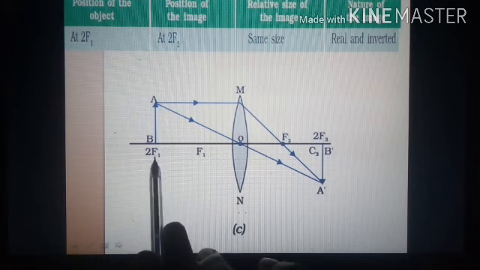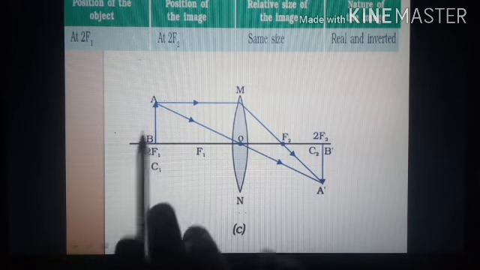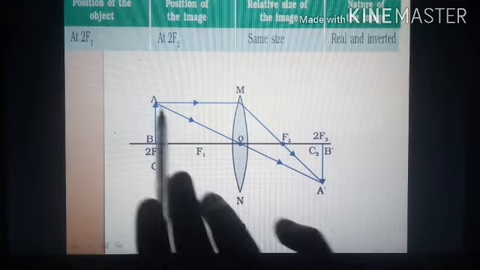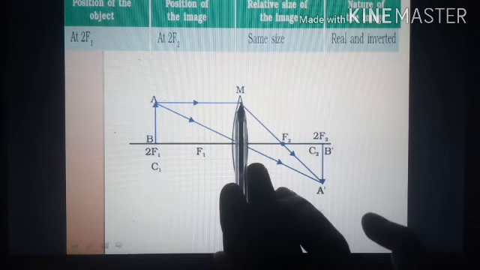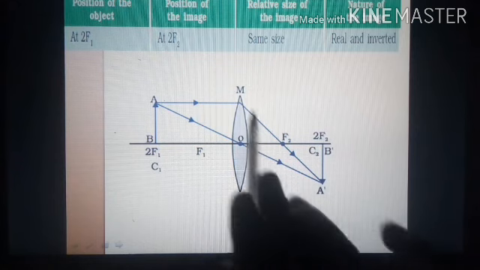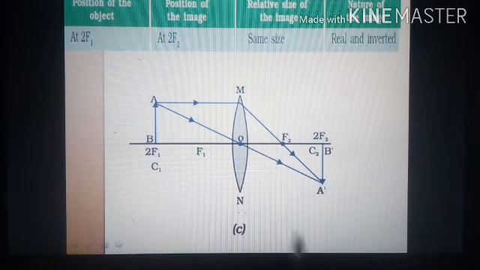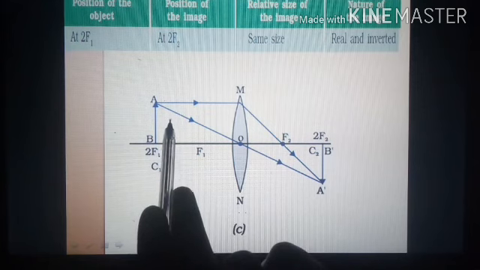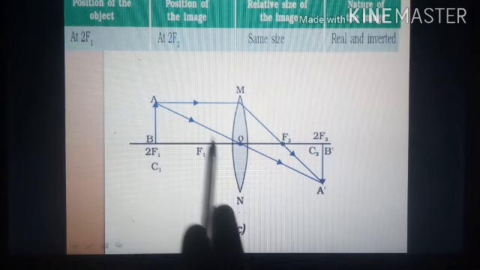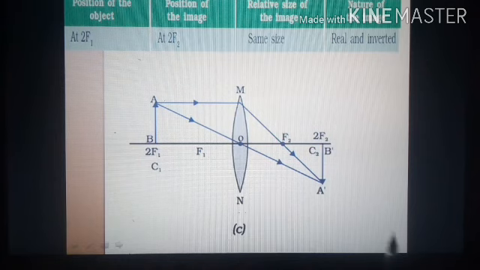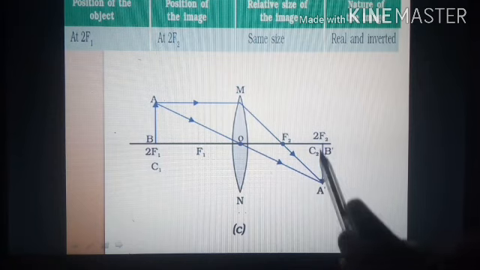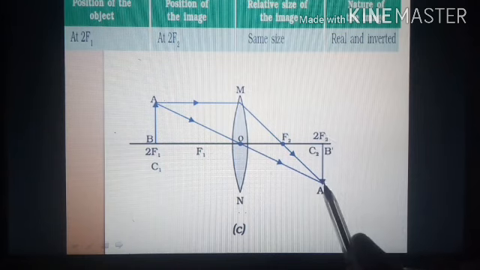So now at 2f1, in order to find the image of this object, we consider the same two rays. The first ray passes parallel to the axis. After refraction we know it passes through the focus of the lens, so extend that line. The second ray is the ray that passes through the optical center. Without deviation it goes in a straight line. The two rays meet at a point, that point is A dash. You can extend this line, as it is the image of the object, A dash B dash.